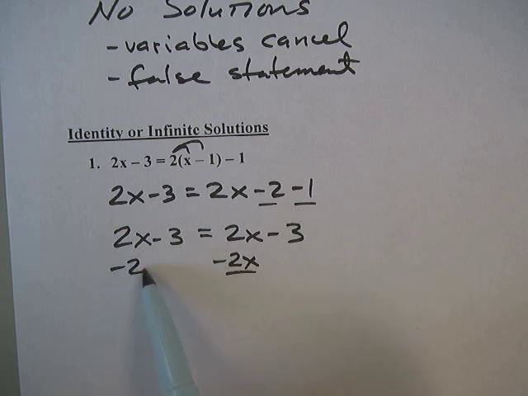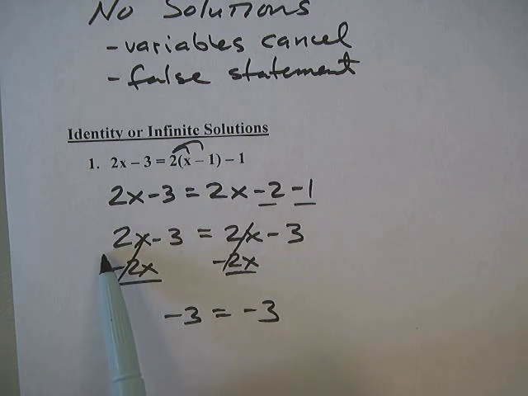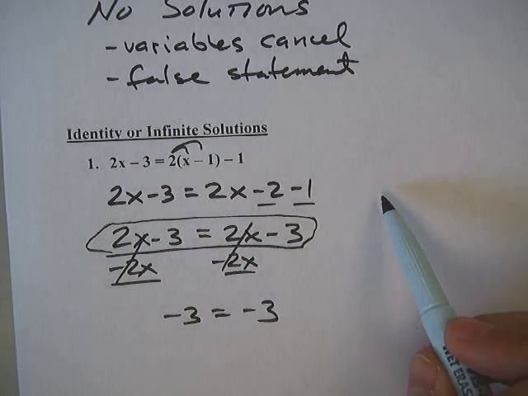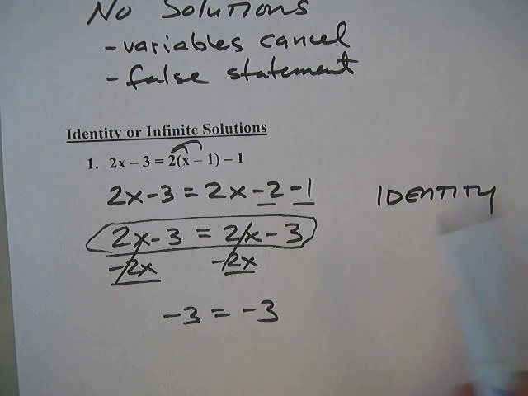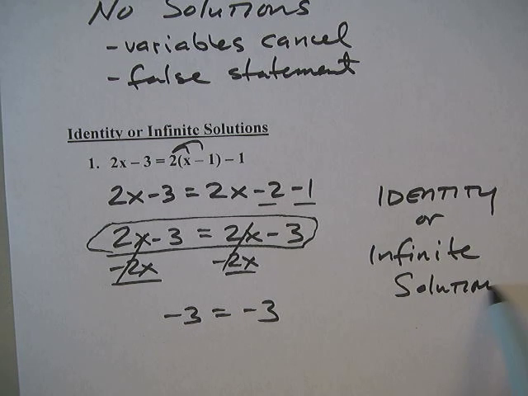If I go one more step, I'm going to move my variables to one side, and you notice the variables go away, and I get this. Now that is a true statement: negative 3 equals negative 3. Or if you look at this line right here, 2x minus 3 equals 2x minus 3. They're identical to each other. This is what we call identity, or infinite solutions.